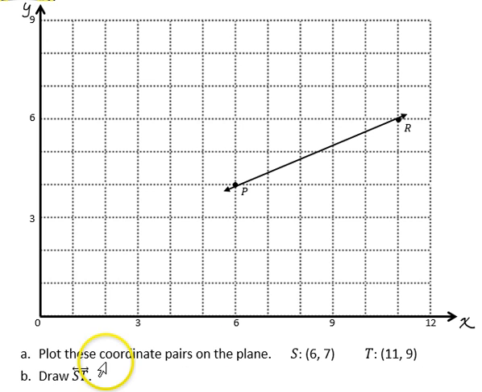The next directions say to plot these coordinates on the plane. So I need to plot point S at 6, 7. So I'll start at the origin, move over 6 units and up 7 units. Put that point there and label it S. And now I'll plot point T at 11, 9. Start at the origin, move over 11 units and up 9 units, and plot that point, label it T. Now I'm going to draw line ST through those 2 points.